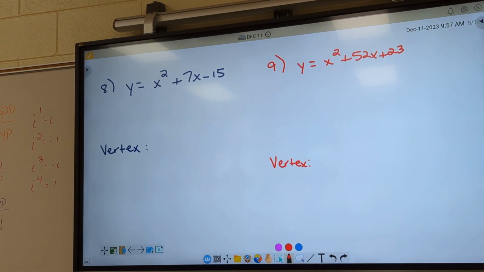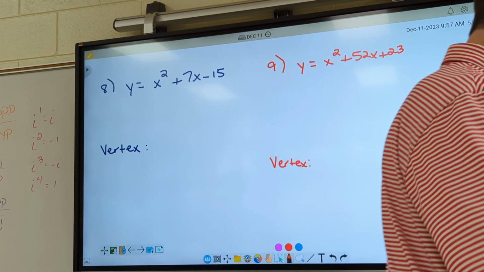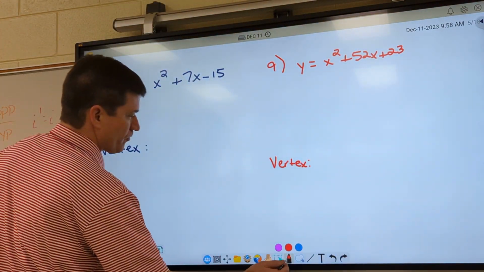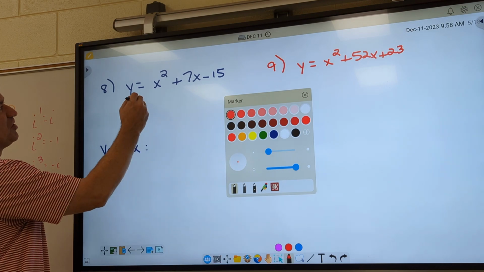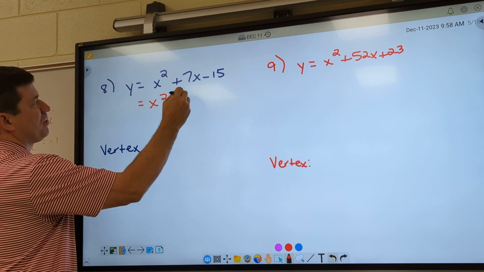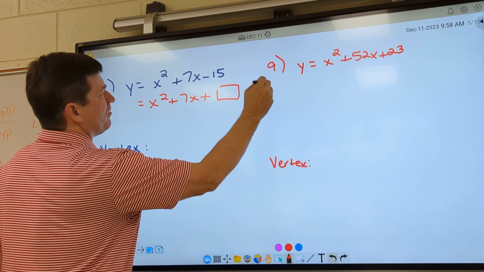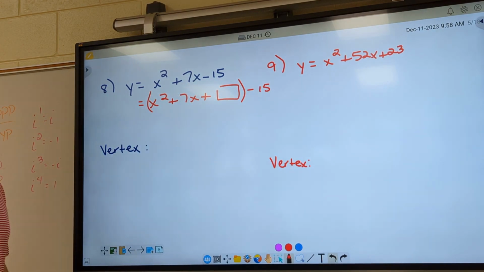All right, we got a new shape on number 8. Now we are doing parabolas. This is where it's a little bit different. First thing, we still make our group. So it's x squared plus 7x, then a box. But you just slide down to minus 15. You don't have to flip the sign. You're not moving it across the equal sign. You just leave it negative 15.